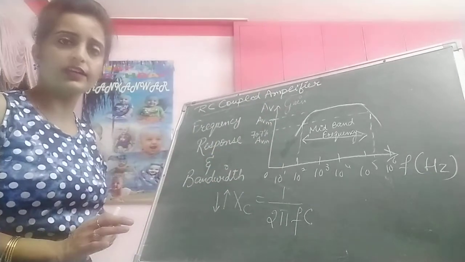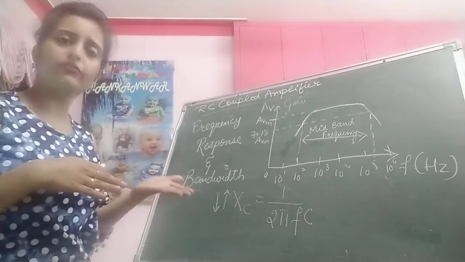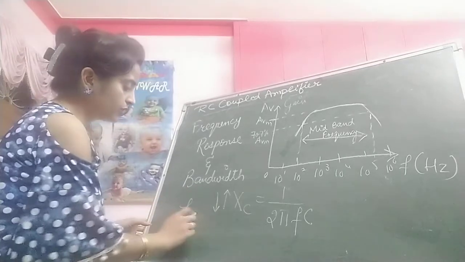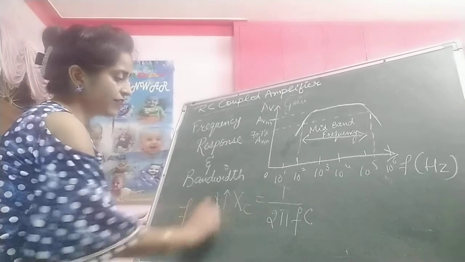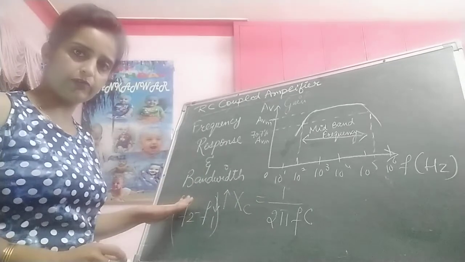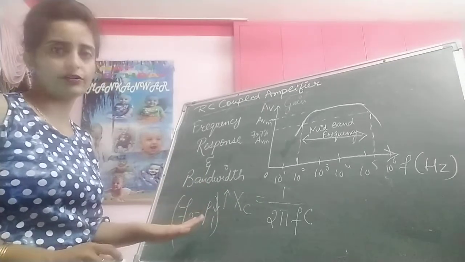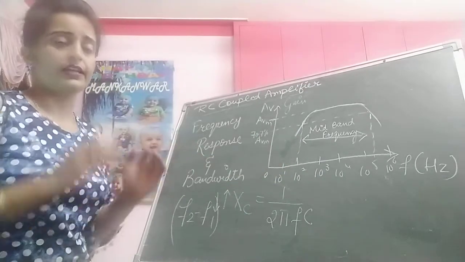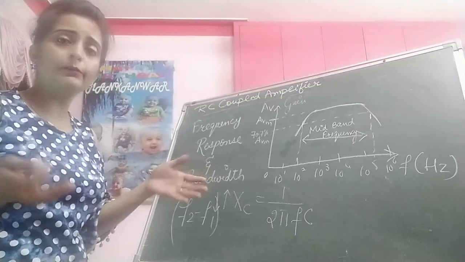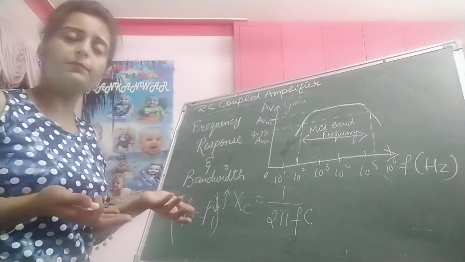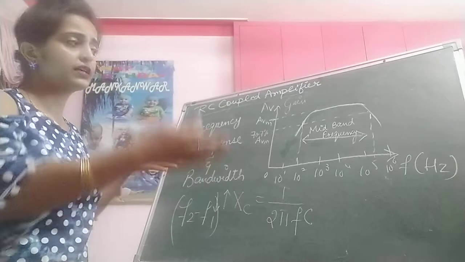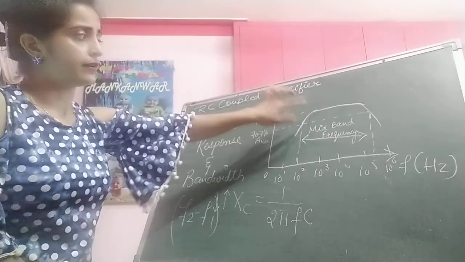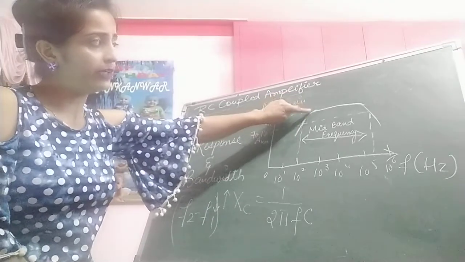When we talk about bandwidth, what do we mean by bandwidth? Bandwidth is the upper cutoff frequency minus the lower cutoff frequency, that is, F2 minus F1. The larger the bandwidth, the more signals will get passed through that range of frequencies.